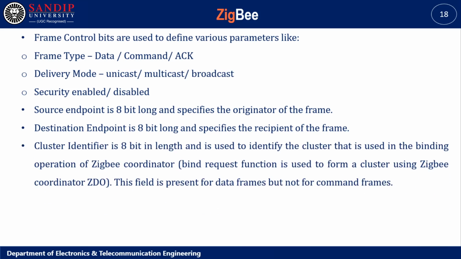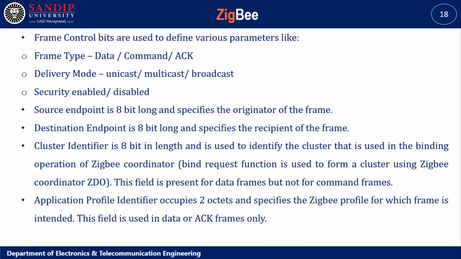Cluster identifier is 8-bit in length and is used to identify the cluster that is used in the binding operation of ZigBee coordinator. Bind request function is used to form a cluster using ZigBee coordinator, that is ZDO. This field is present for data frames but not for command frames.